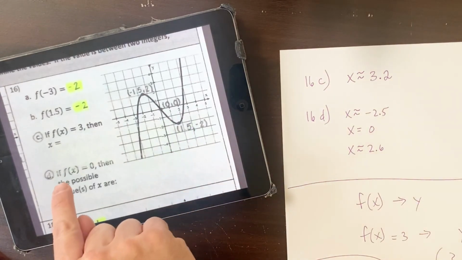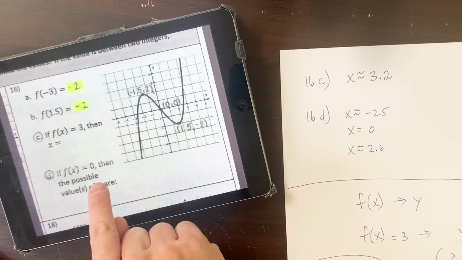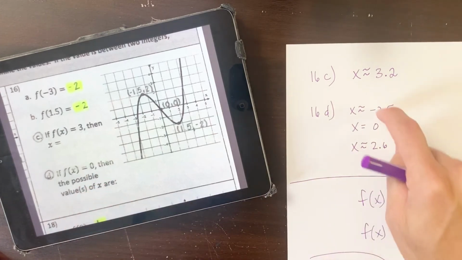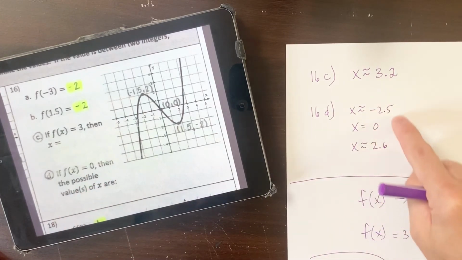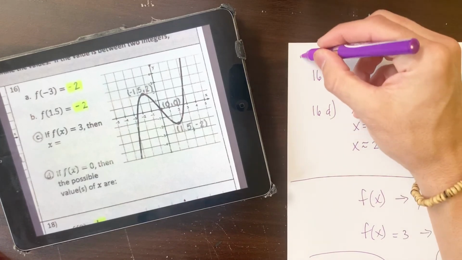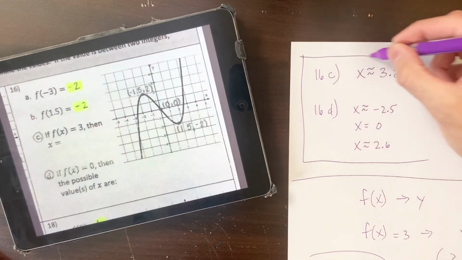And so if f of x is 0, then the possible value or values of x are, I would propose, that these are decent enough submissions. So I'm going to box this in and say that these are some acceptable answers.